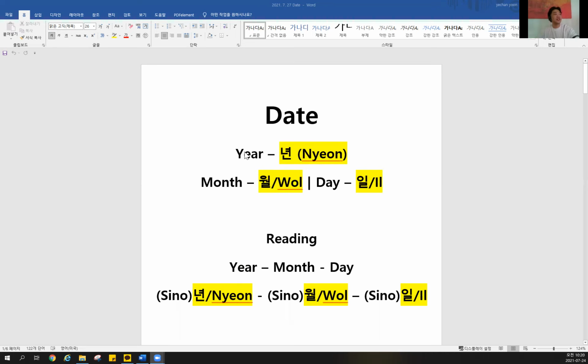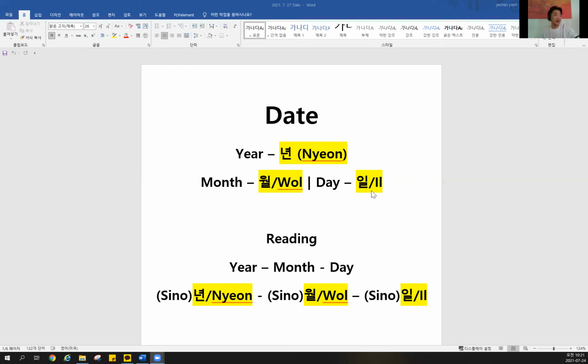So for the year, we can pronounce it as 년. And the next one, we can say the month with 월. With the day, we can say 일. So year is 년, month is 월, and day is 일. These are basically the words that we're gonna use for the date.